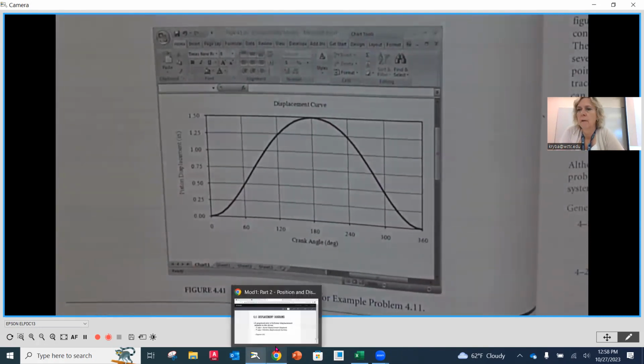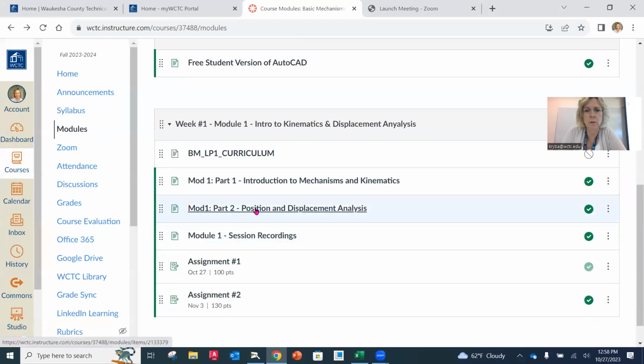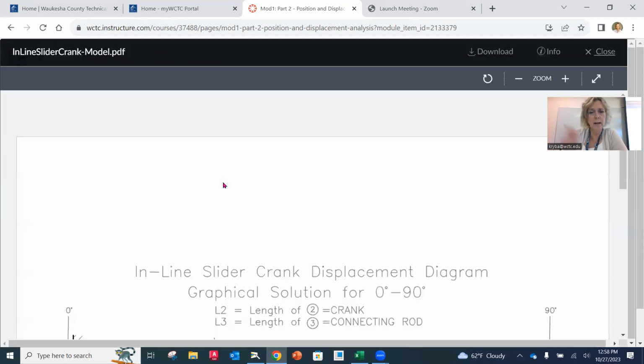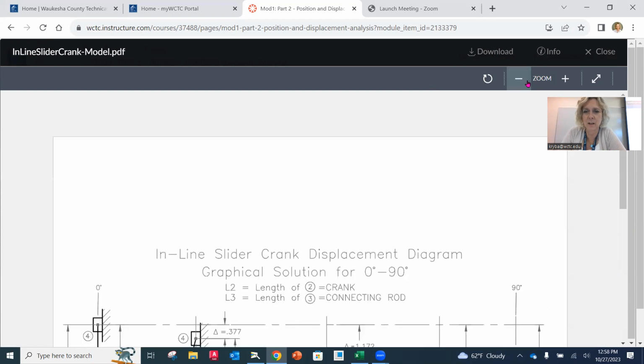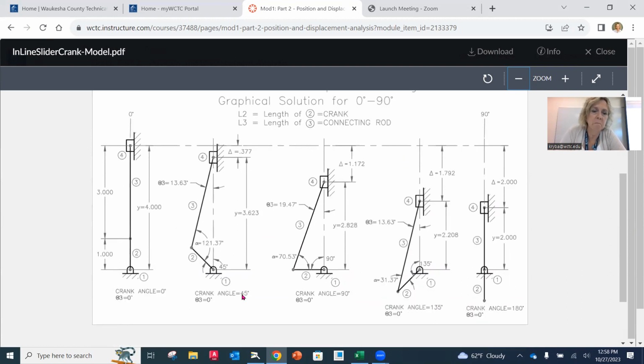I have a little bit of extra information in our module. If we go to part 2 and look at the inline slider crank model PDF, this is one of the references that I have as a handout for you. If you had computer programming with me, this is going to look familiar. This is what's going on every 45 degrees around that crank.